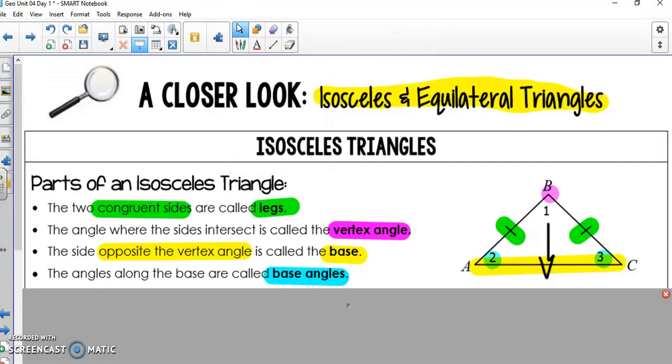So those are some important parts of an isosceles triangle that we need to know when we're discussing these. If I'm talking about the legs, it's those two congruent sides. If I'm talking about the vertex angle, it's where these sides intersect. And the base is opposite of the vertex angle.